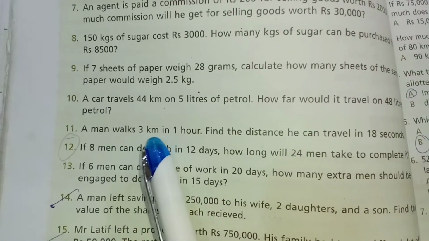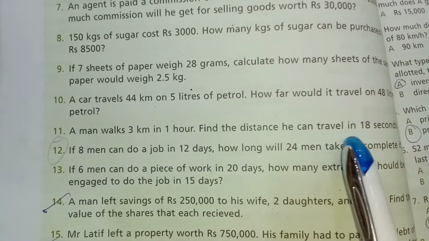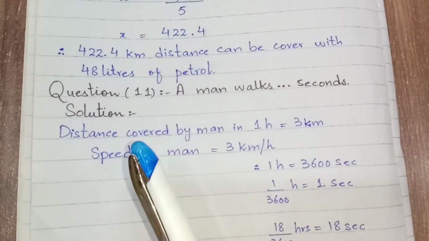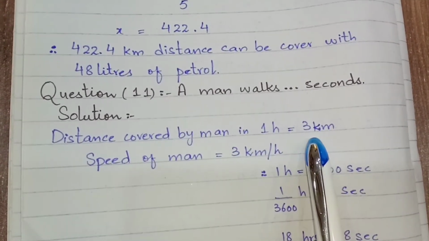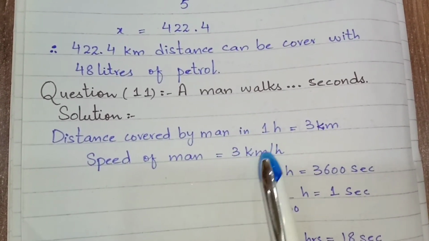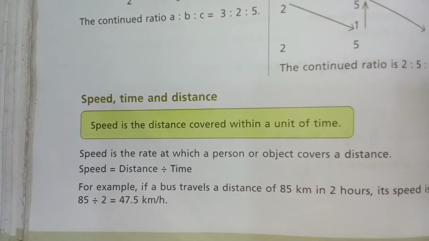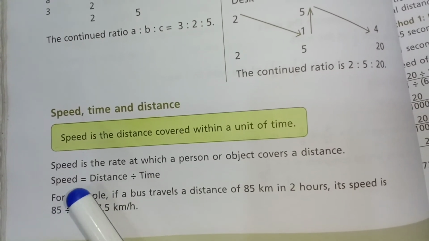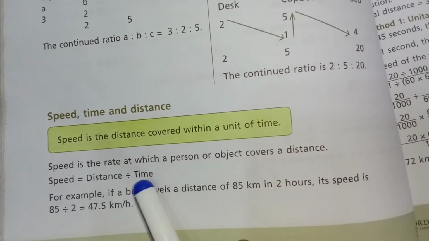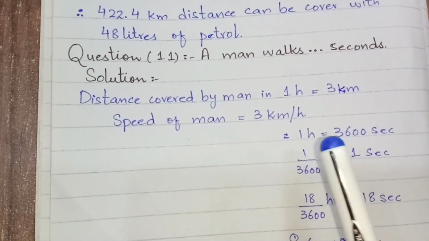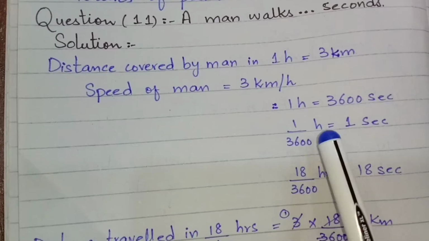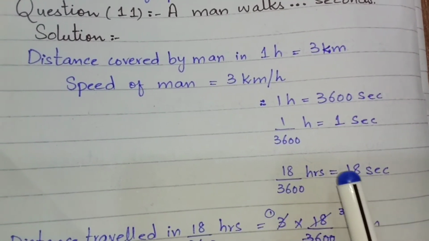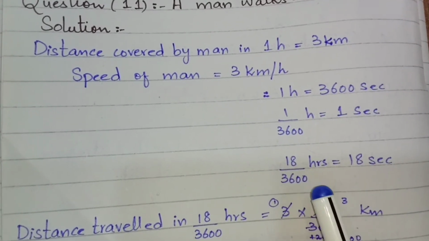So a man walks 3 kilometers in 1 hour. Find the distance he travels in 18 seconds. So students, first of all, we have to let the distance covered by a man in 1 hour equal 3 kilometers. So the speed of the man is 3 kilometers per hour, because speed is equal to distance divided by time. So the speed of the man will be 3 kilometers per hour. As we know that 1 hour is equal to 3600 seconds. Now we have to find 18 seconds in hours. So 18 seconds equals 18 over 3600 hours.